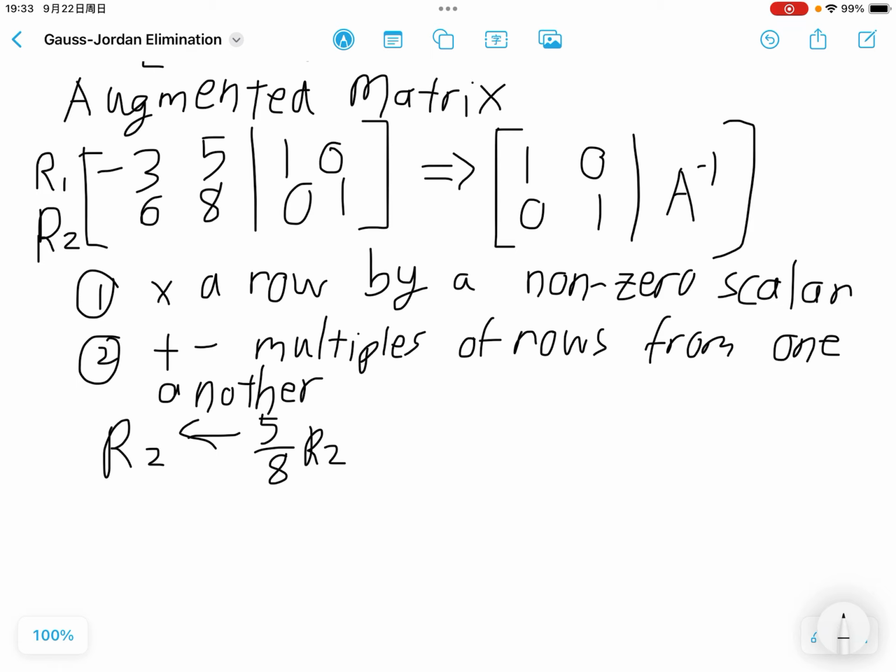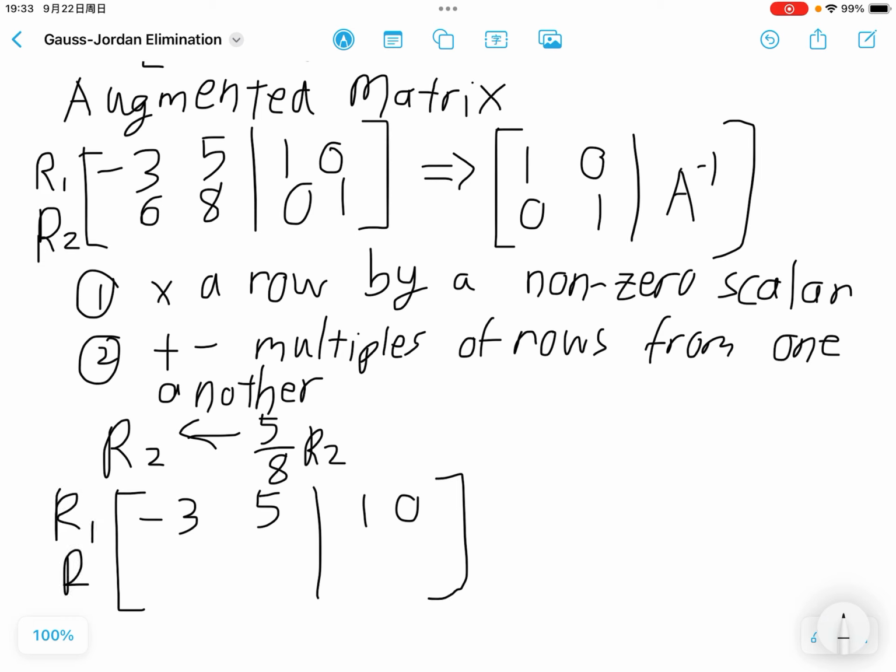How do we do that? We can just multiply 8 by 5 over 8. So this just basically says that new row 2 is replaced by 5 over 8 times the original row 2. So what does this give us? Firstly, row 1 is kept the same because we didn't do anything to it. So we'll just copy that over. Now row 2 is different.